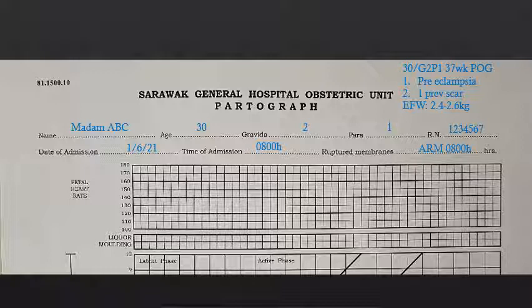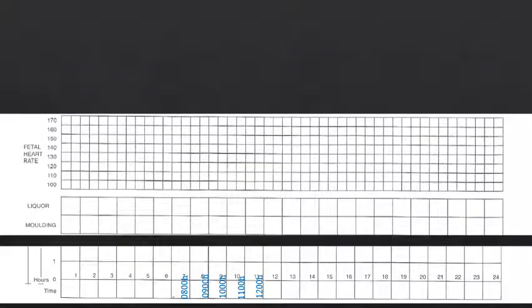right. For example, in this case, it's a 30 years old, G2P1, 37 weeks, with preeclampsia and previous scar. Just a simple summary like that. We also write down the FBC and the GSH on top of the chart. Next we go to the fetal heart rate. This is how you're supposed to plot the fetal heart rate, according to the timeline.